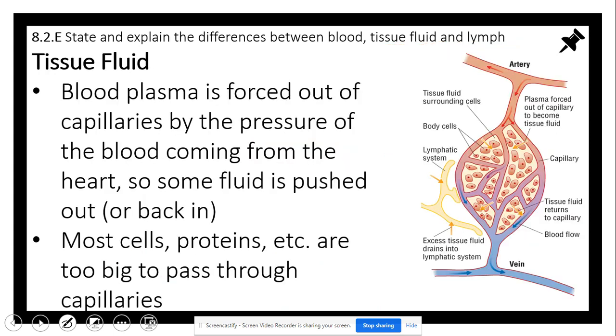Okay, so tissue fluid happens when you have these capillaries, and because of the pressure pushing against the walls of those capillaries, some of the water in the fluid will push out through that wall into the tissue. So it can go out, it can also come back in this way. Pretty much anything that's in the plasma of the blood that's small enough to pass through can be part of tissue fluid, and is going to get pushed in and out. But again, most cells and proteins are too big to pass through the capillaries. So tissue fluid doesn't typically have cells, and doesn't typically have some of the bigger proteins.